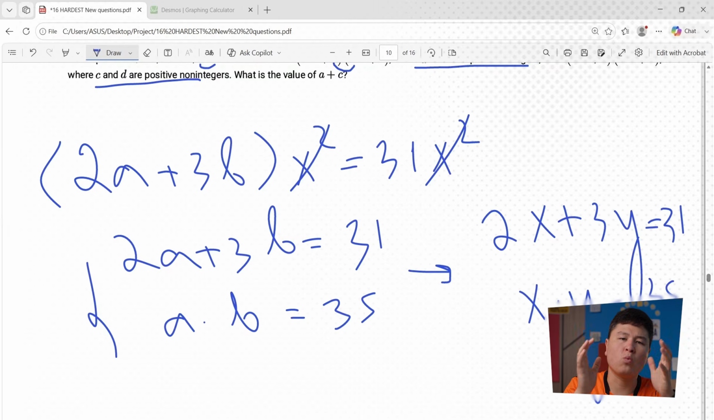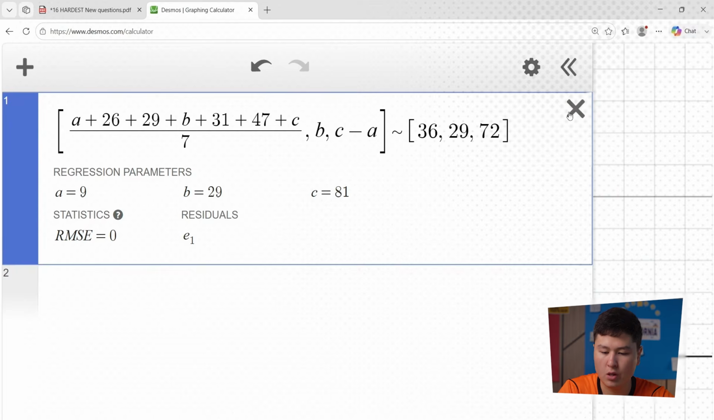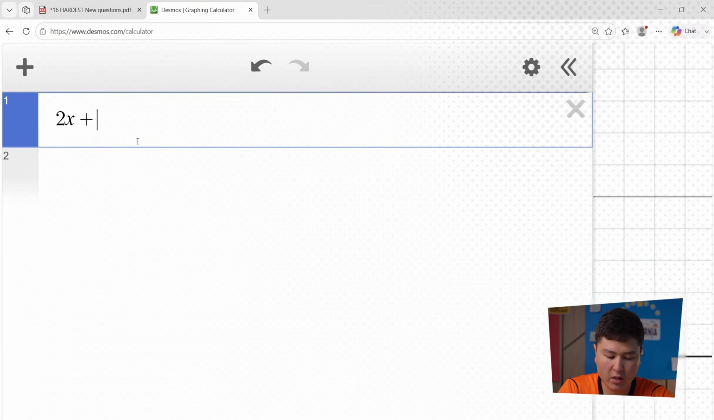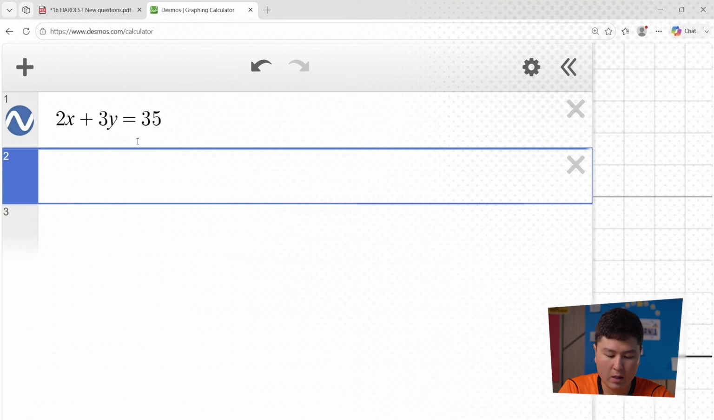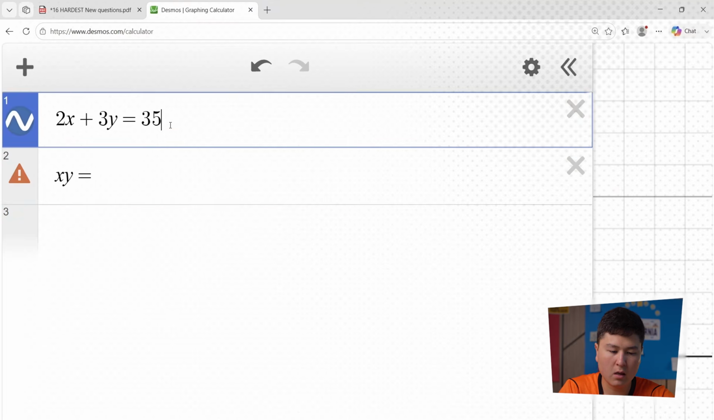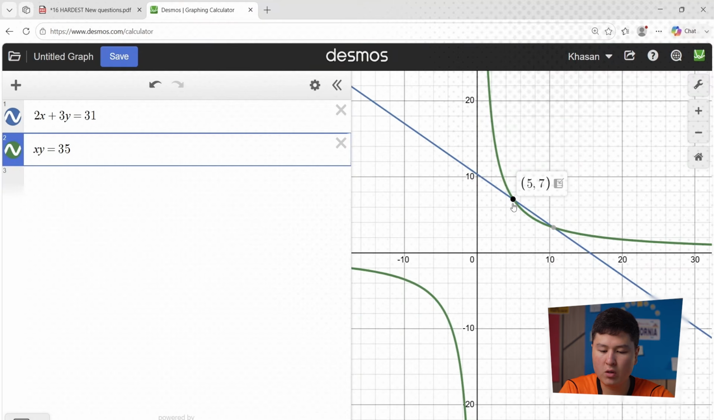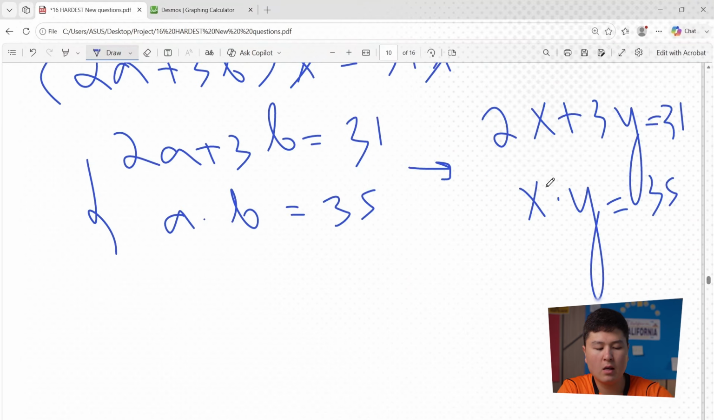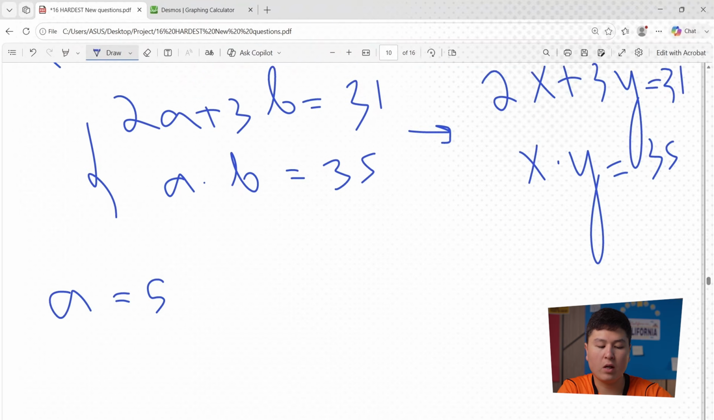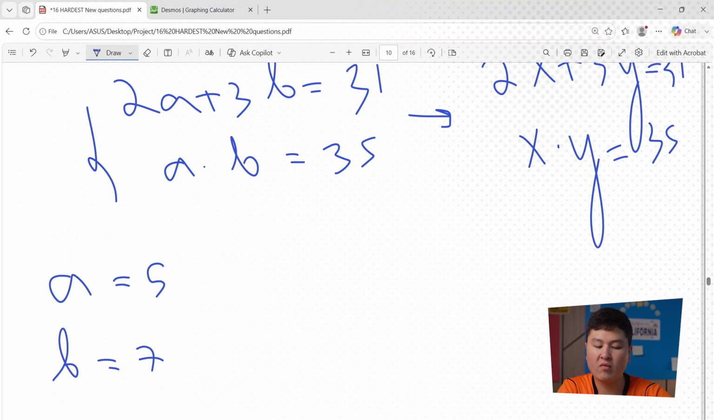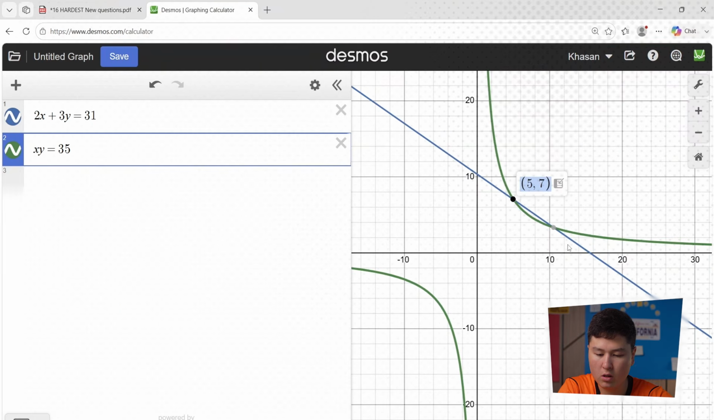And you might be thinking, why? I will just write these equations into Desmos and see the graph of intersection. Those are the solutions. We are having 2x plus 3y equals 31, and x multiplied by y equals 35. And then we're having the positive solutions, 5 and 7, the positive integer values. So that means A is 5 because that's the x value, and B is 7 because that's the y value. And the second solution of intersection is 10.5 and 3.33 something.